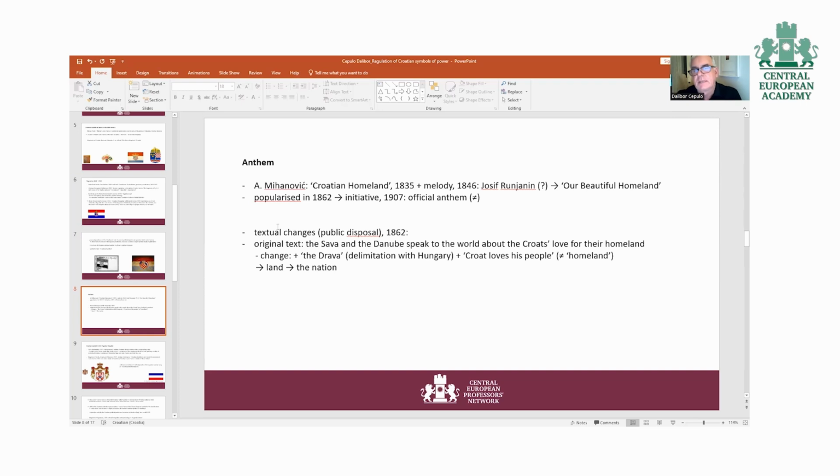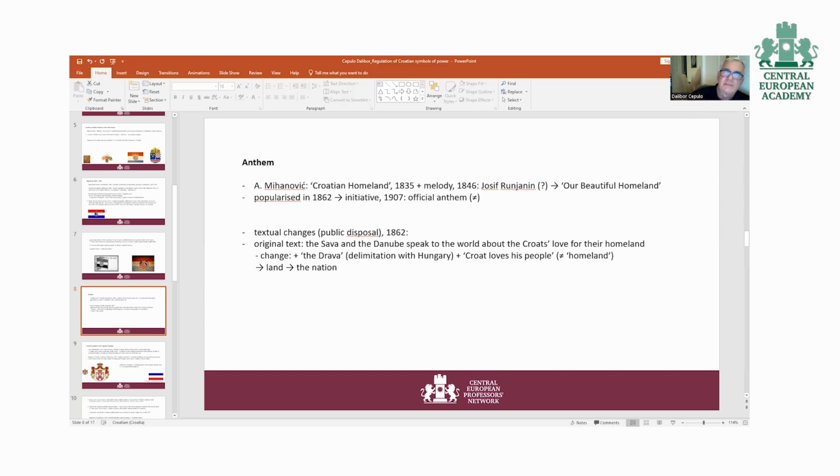It was not accepted as the national anthem from the beginning. It was popularized in 1862, and in 1907 there was an initiative that it be proclaimed the official anthem, but the initiative was lost in the political events of that year.